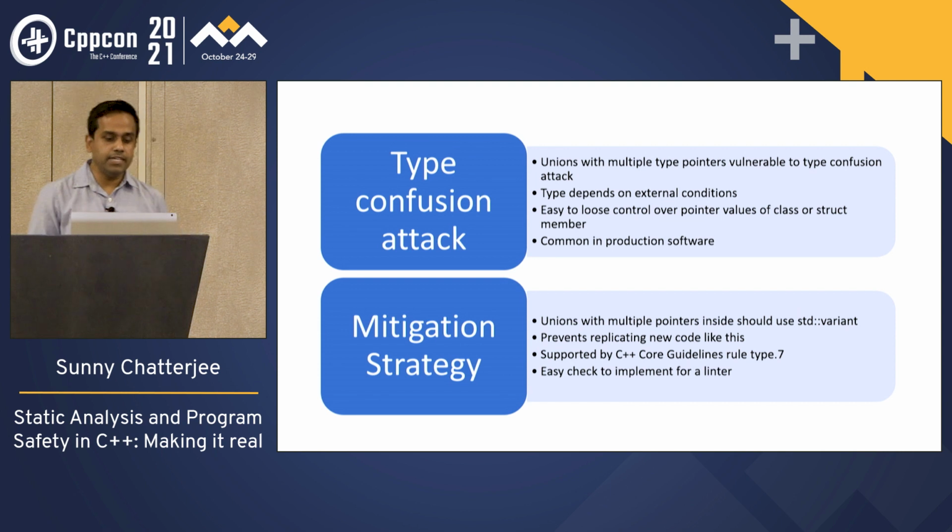So the way you can mitigate such attacks is by sticking to a discipline where you forbid use of unions with multiple pointers and encourage use of variant. If you have this rule enabled, new code, like where people copy and paste an existing structure over the code base, they can't do that, because the rule will be flagging these issues, and it's supported by C++ core guidelines. In fact, there is a type.7 rule that asks you to not use unions but use standard variants, and it's very easy to implement for a linter.